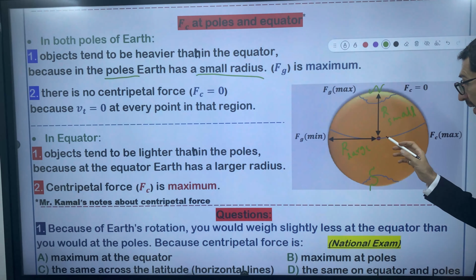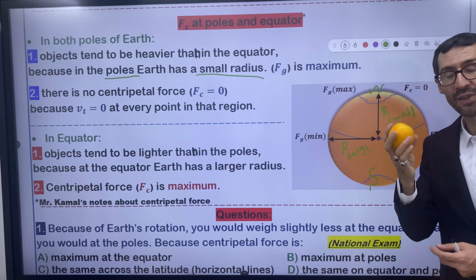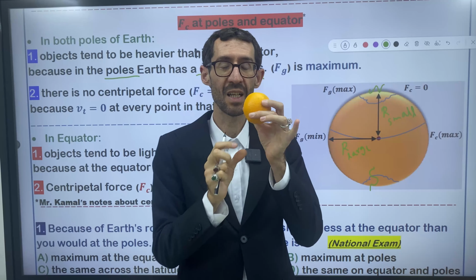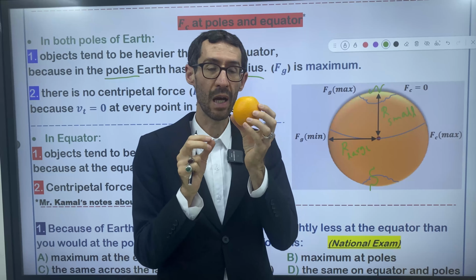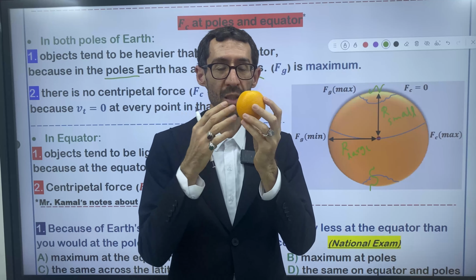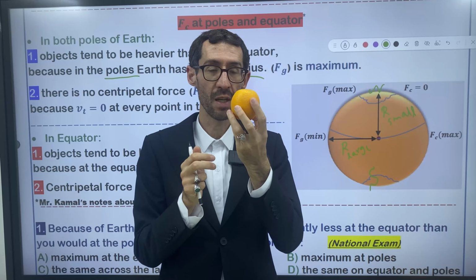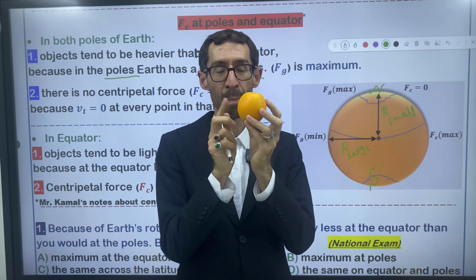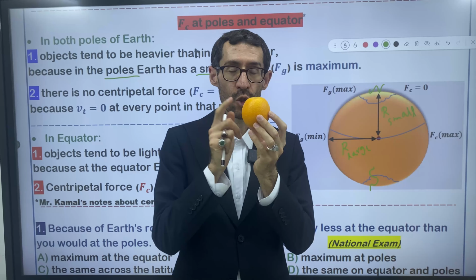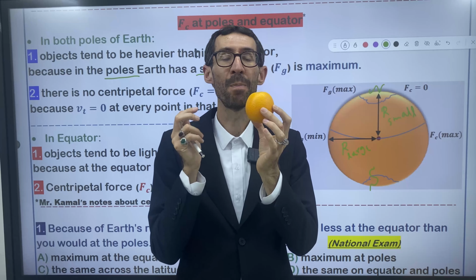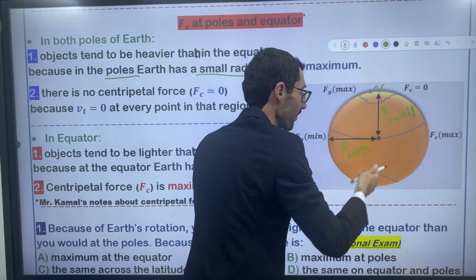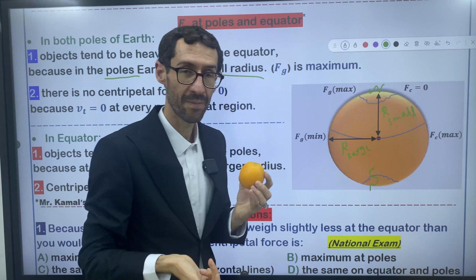So I can say Earth resembles an orange. It's not a perfect circular object, it's a sphere. Our globe is a sphere. What does it mean? It resembles an orange because an orange bulges at the center. And it's true for Earth as well. Earth sticks out at the equator. It's not a perfect circle.